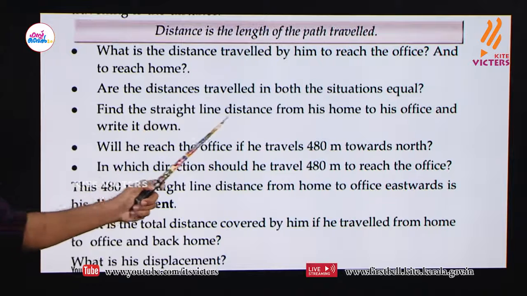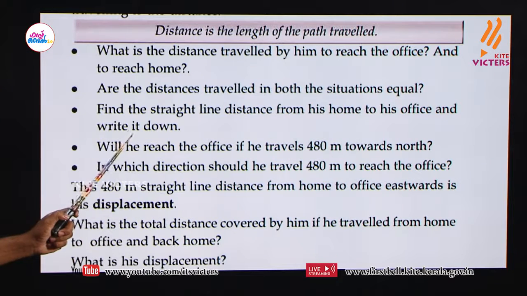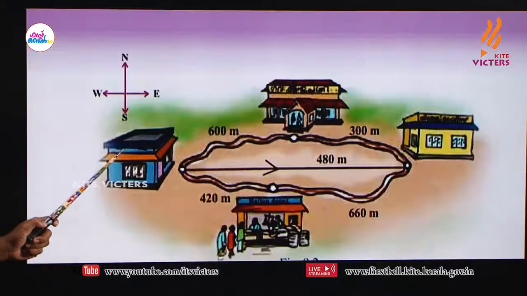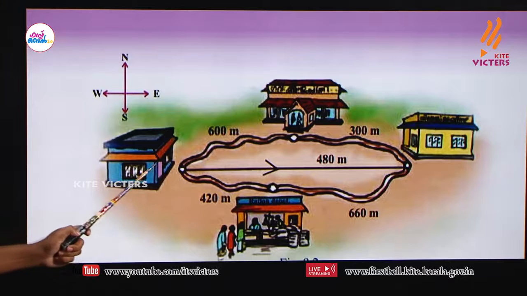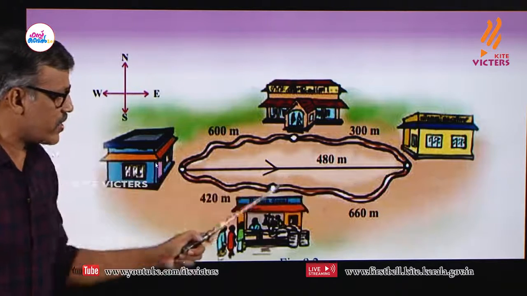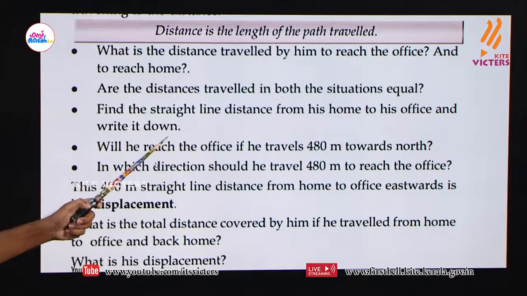Find the straight line distance from his home to his office and write it down. What is the straight line distance? Yes, the straight line distance between his house and office is 480 meter. So, you can write it here.